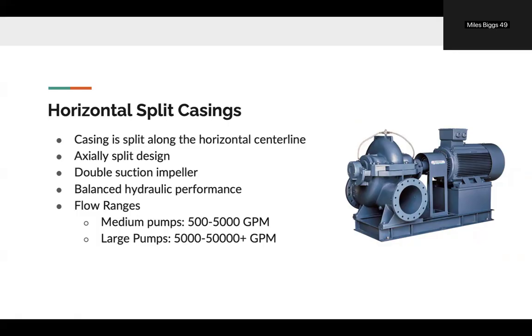And it has balanced hydraulic performance. This means that the double volute casing minimizes radial thrust, extending bearing and seal life. And the flow ranges for medium pumps are about 500 to 5,000 gallons per minute. For large pumps, it is 5,000 to 50,000-plus gallons per minute.